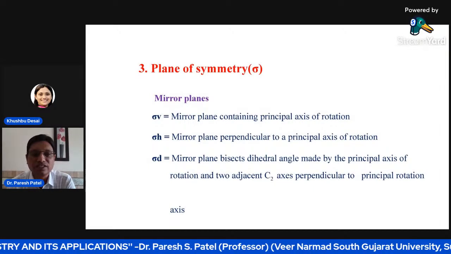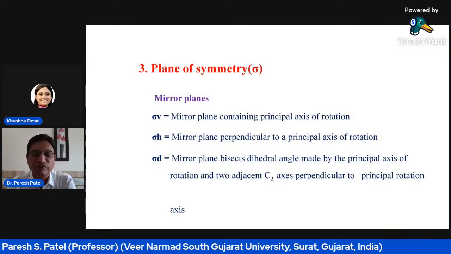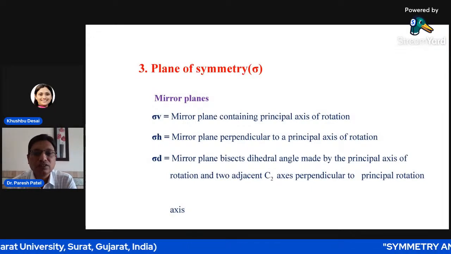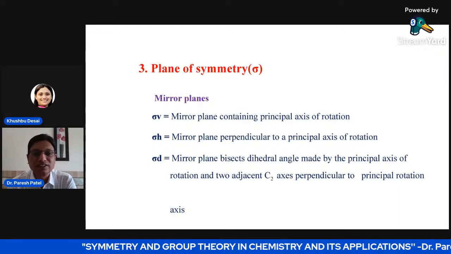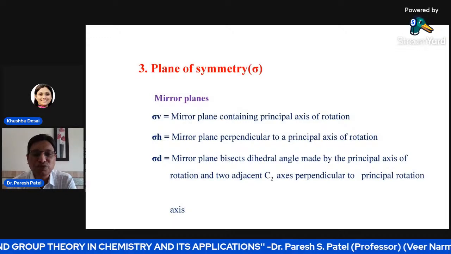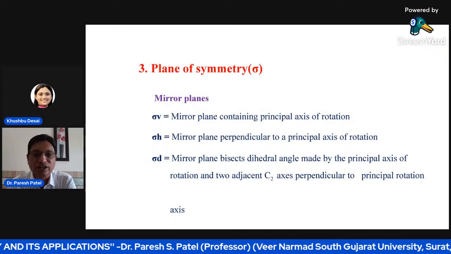And the third one is the diagonal or dihedral plane of symmetry. If the plane of symmetry bisects the main principal axis and C2 in such a way that one part is the mirror image of the other part of the molecule.